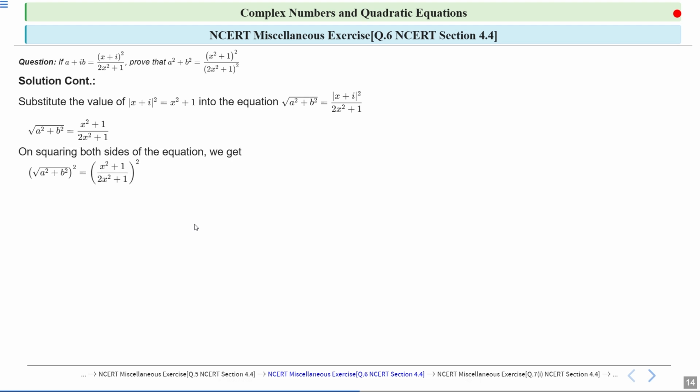Now let's square both sides of the equation to eliminate the square root. So this gives us square root of a square plus b square whole square equal to x square plus 1 divided by 2x square plus 1 whole square. After squaring, we get a square plus b square equals (x square plus 1) whole square divided by (2x square plus 1) whole square. So we have successfully proved the identity.